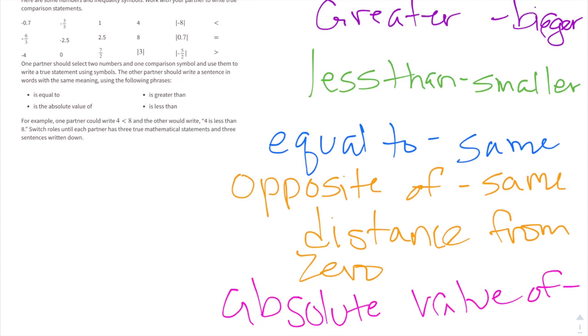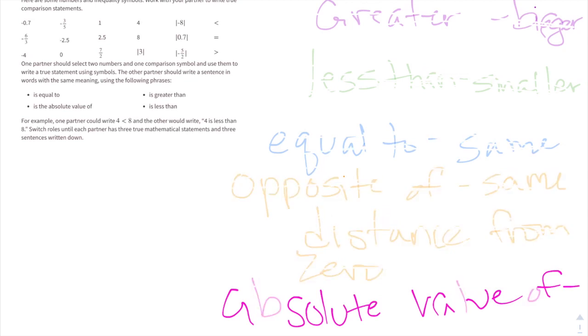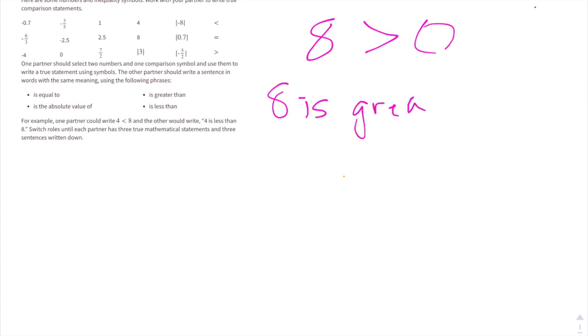Okay, I'm going to erase this side. And then we're going to look at some of these numbers and how we could compare them using these different sentence structures. So let's think greater than first. Well, 8's a big number, so 8 is greater than 0. So this would say 8 is greater than 0.